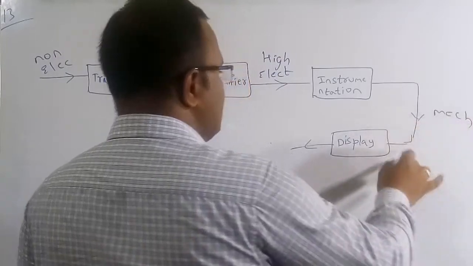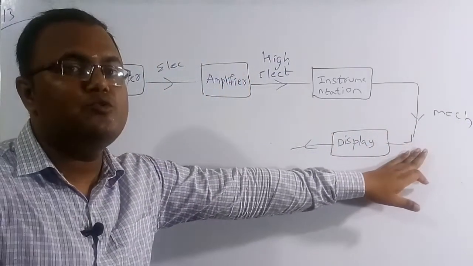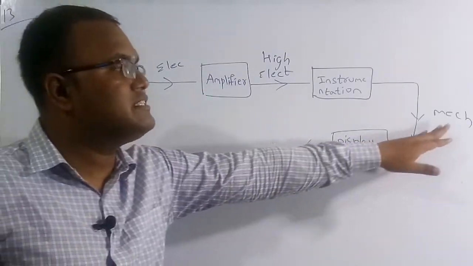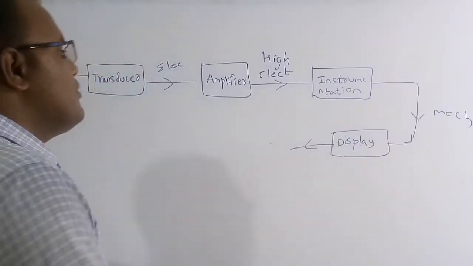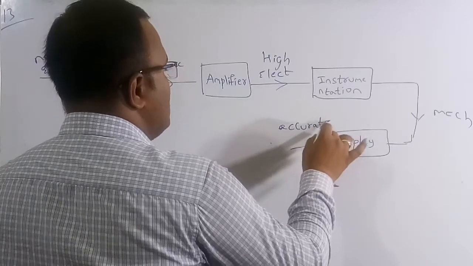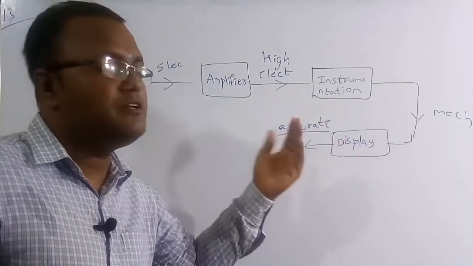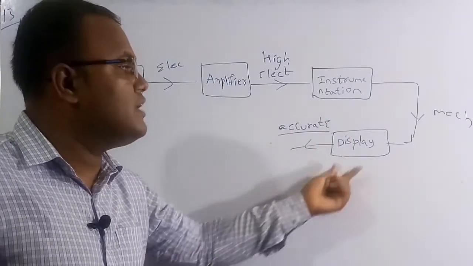So now the mechanical pointer movement is displayed by a display. Therefore I want to read what its mechanical value is, so I am going to keep a display. Now I am going to get the accurate value of this measurement of mechanical movement. So what is the reading, so that we can get it through the display.